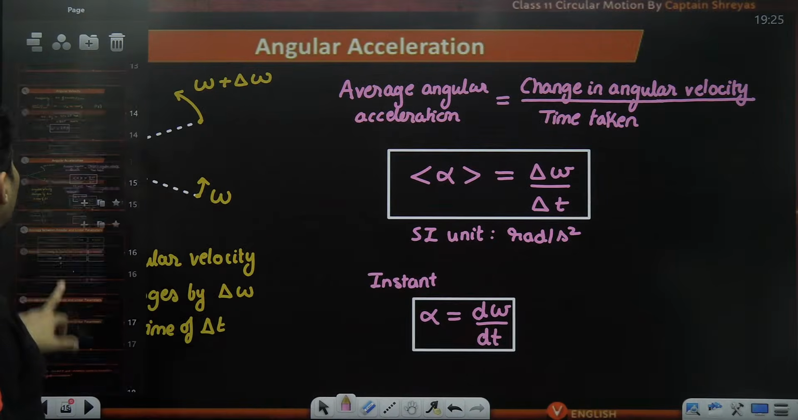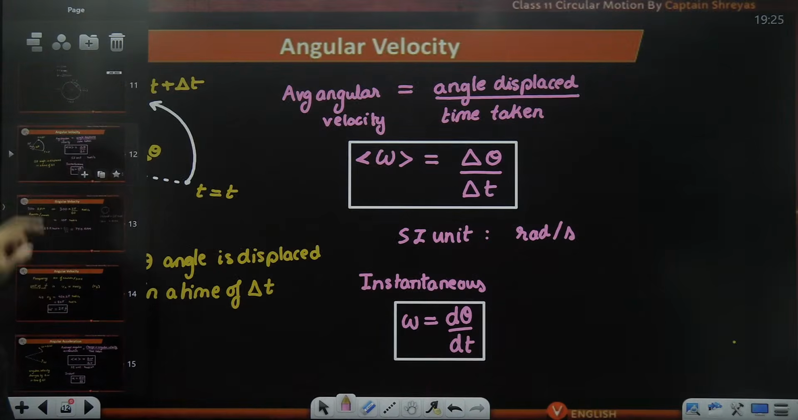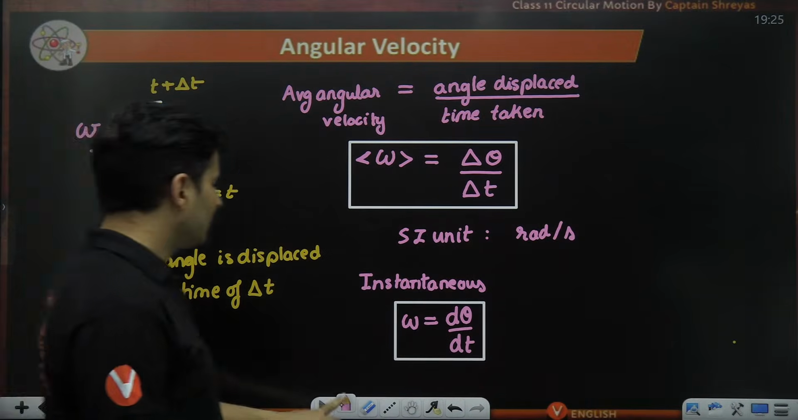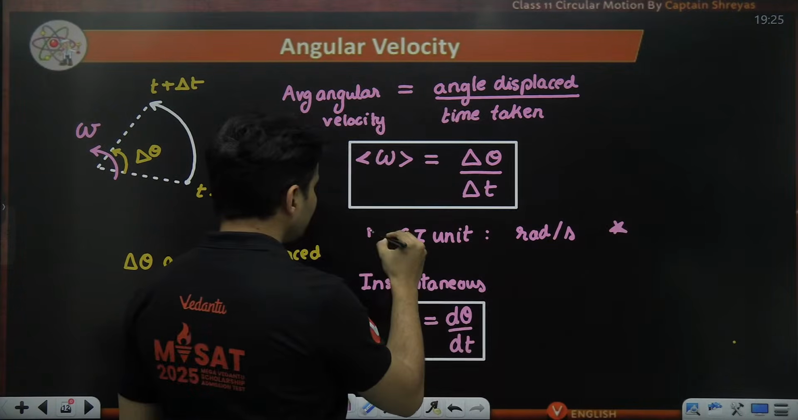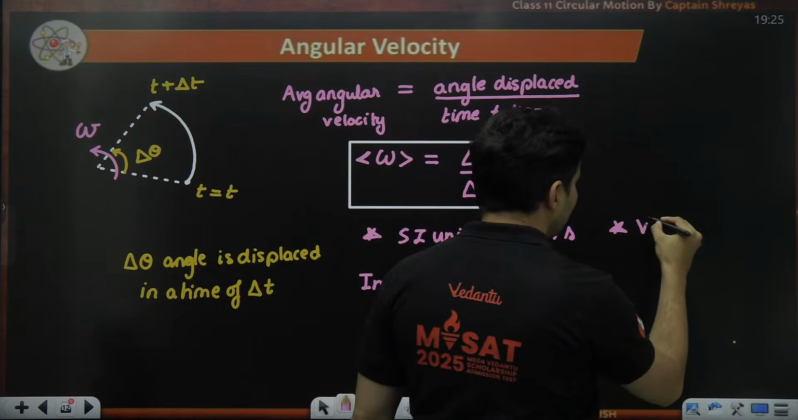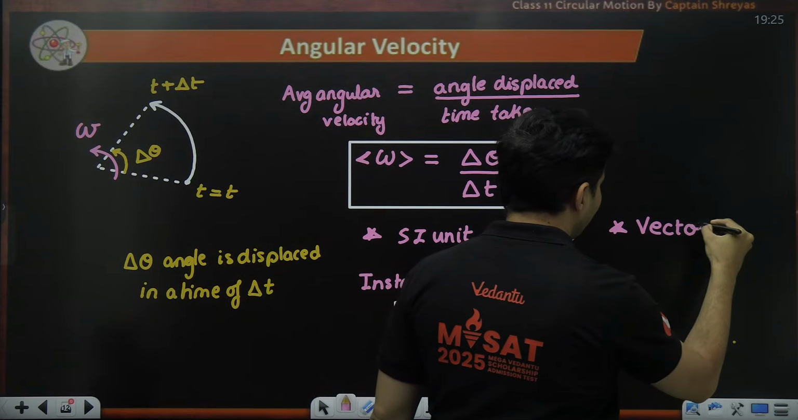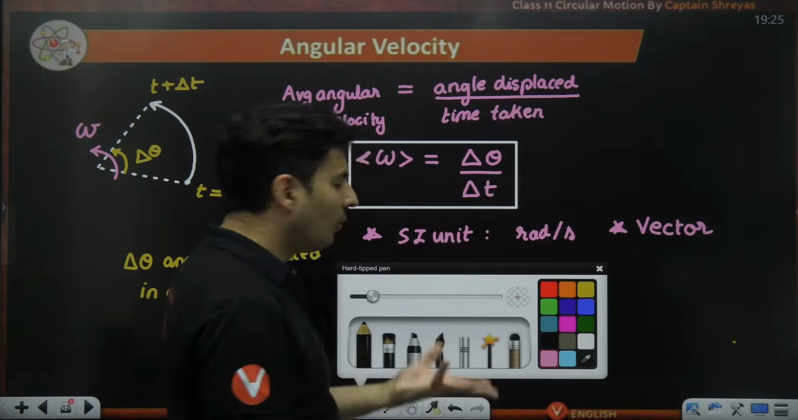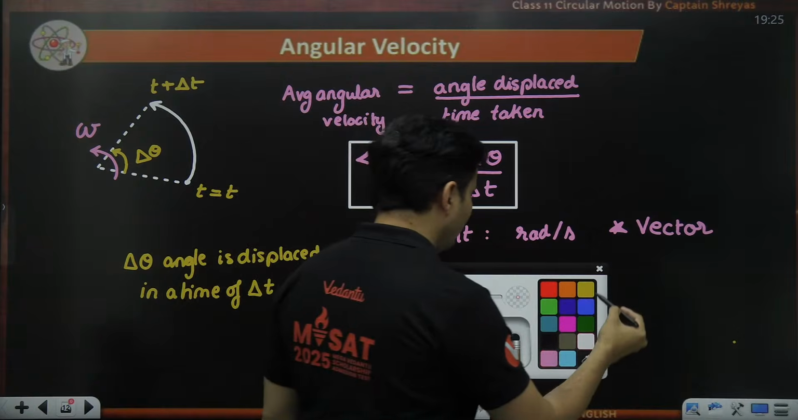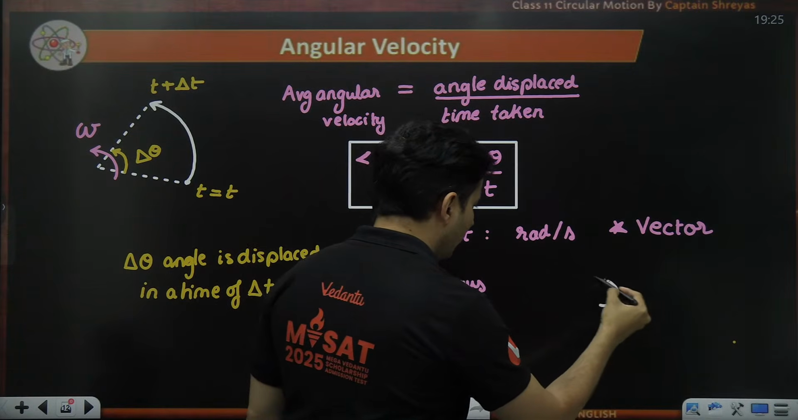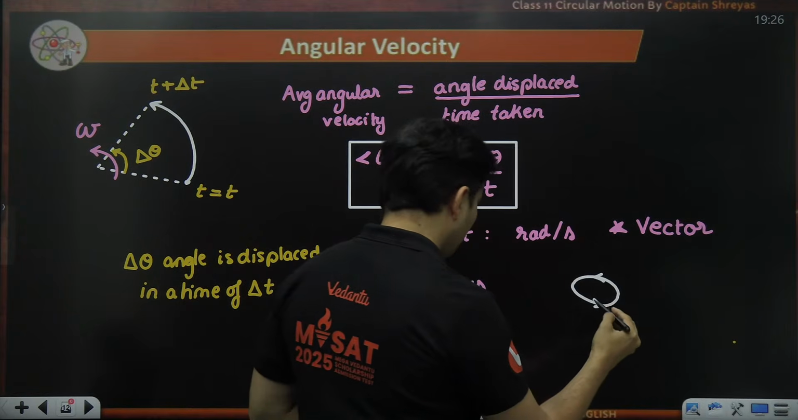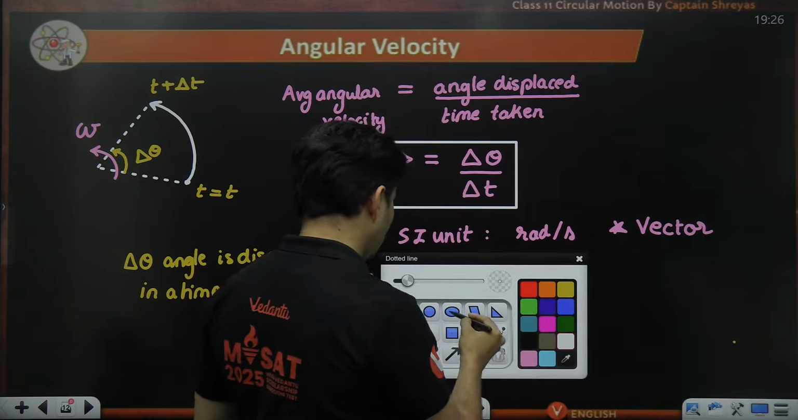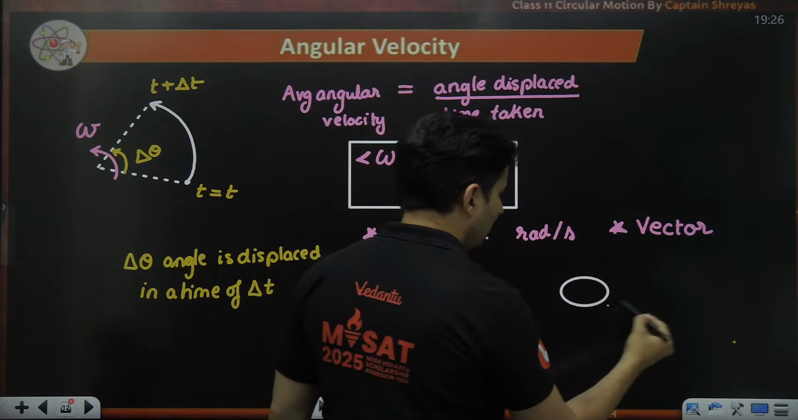sometimes kids ask me, sir, is angular velocity a vector or a scalar? The answer is omega is actually a vector quantity. Yes, omega is basically a vector quantity. And how do I know what direction it is? It's straightforward. If I am rotating like this, okay, wait a minute, just draw it.